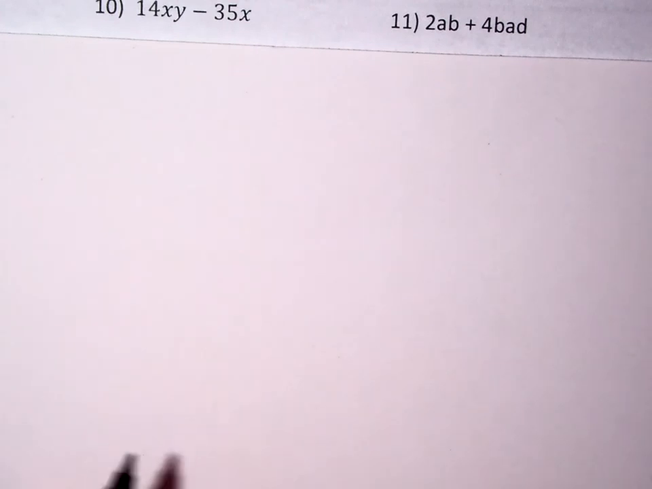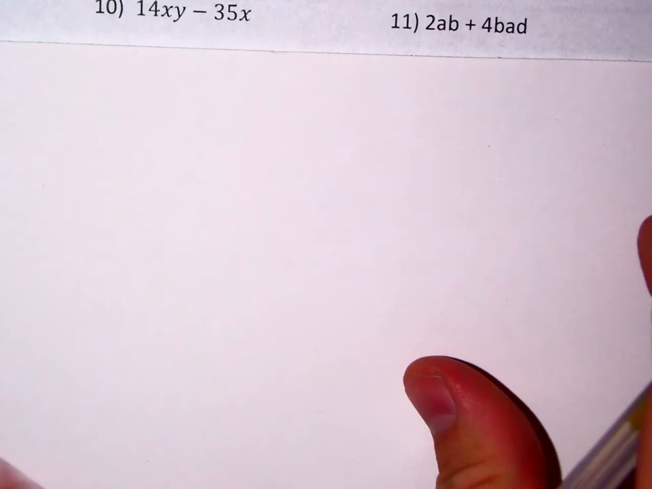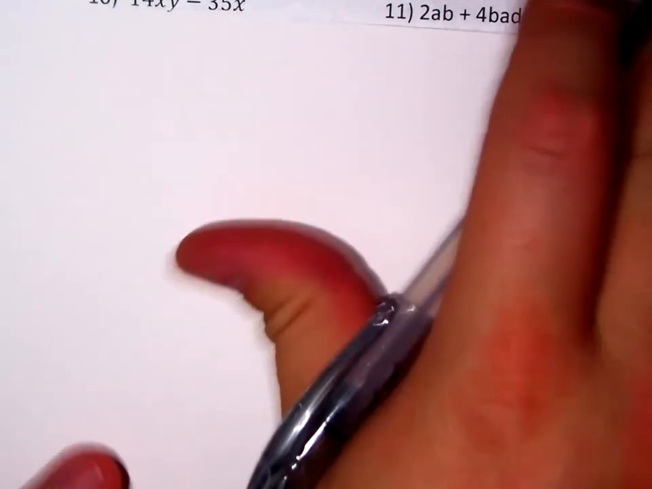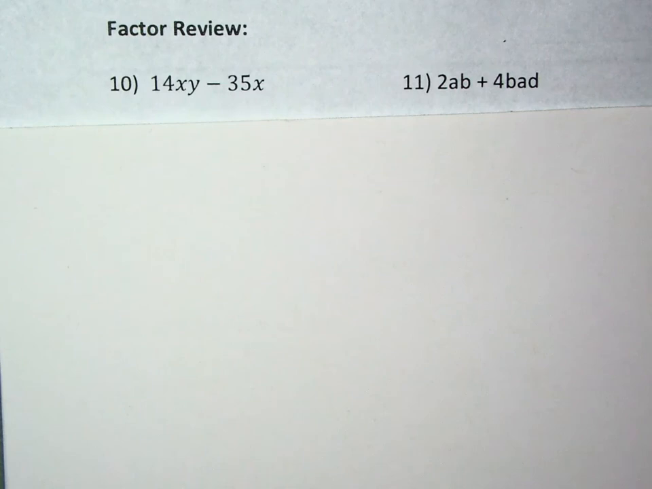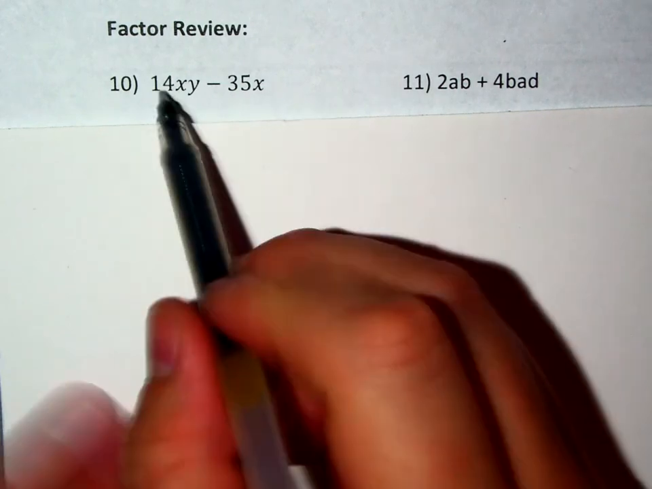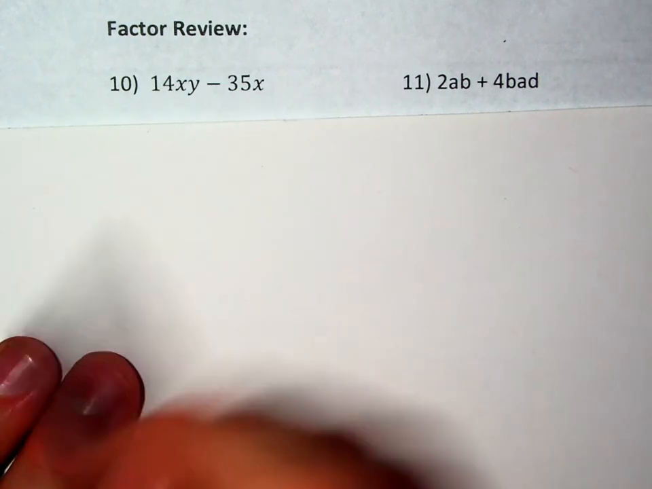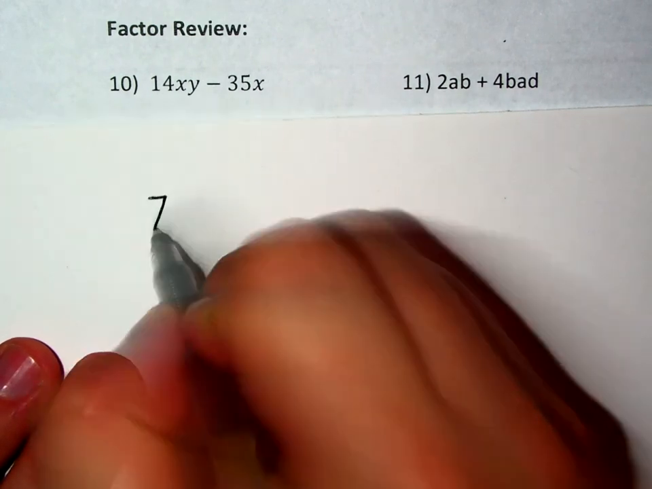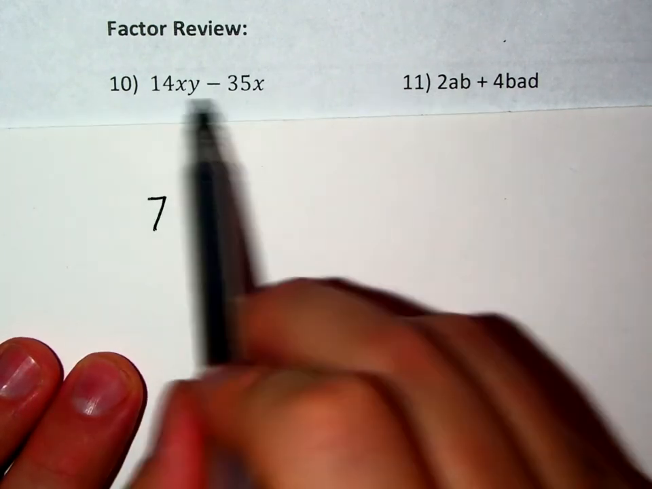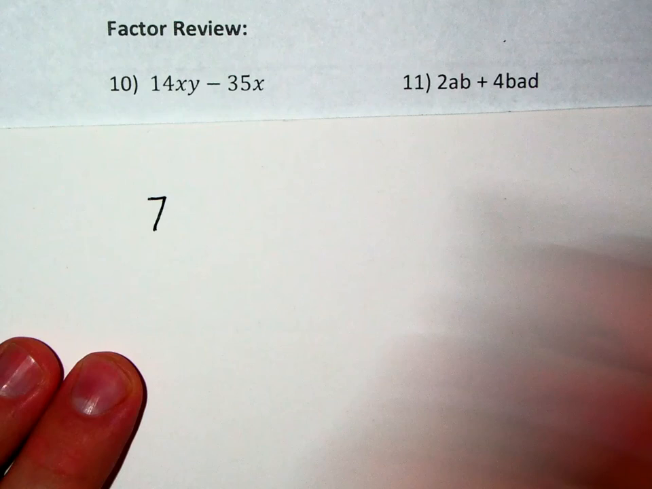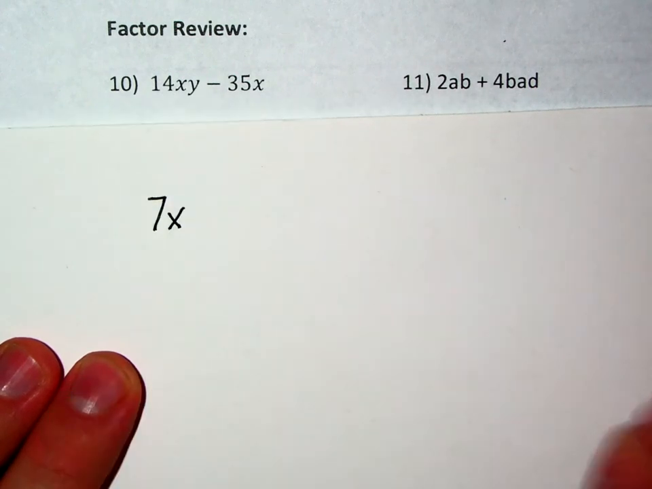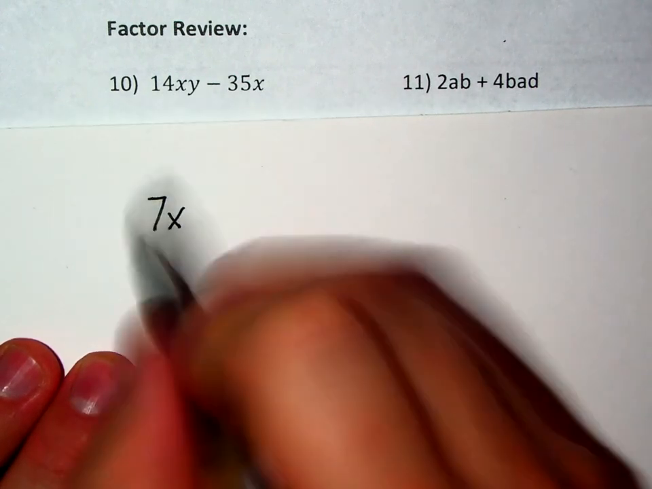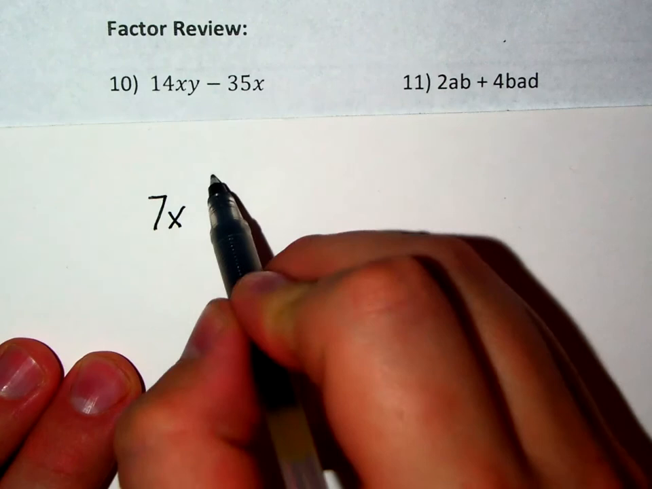Now this worksheet also did a review of factoring. And so I'm going to do a real quick review just for you here as well. Looking at problem number 10, we want to determine what number would go into both of these terms, 14 and 35, and that would be 7. And then I need to check to see if I have any variables that are in both terms of the expression, and I do. X is in both terms of the expression. So that's my GCF, 7x.